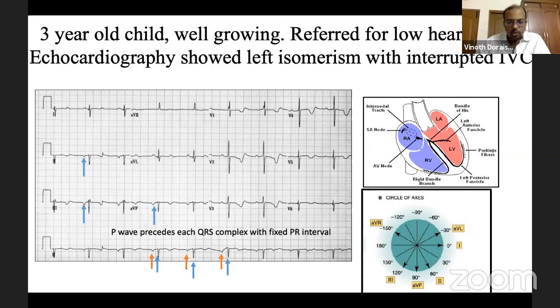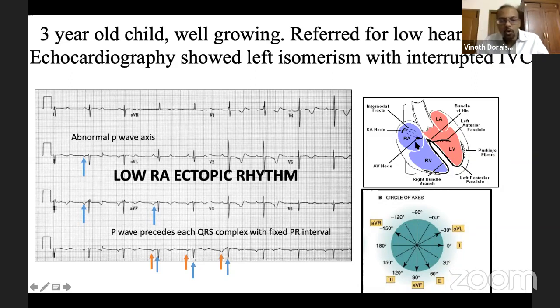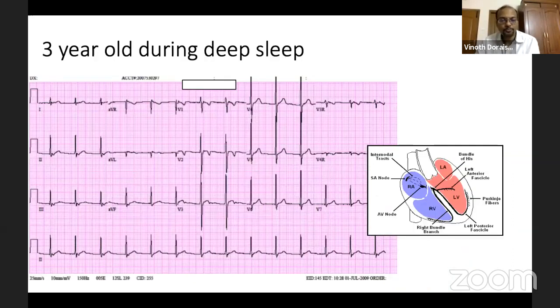Okay. So these are the inferior leads, 2, 3, and AVF, and it's negative, which means the wave of depolarization of the atria is going away from the inferior leads, and AVL is actually positive, so it is going in this direction towards the left atrium. So this is otherwise known as a low right atrial ectopic rhythm, which is common in left isomerism. So even by the ECG, you can diagnose maybe this patient has a left isomerism. So this is an ectopic rhythm.